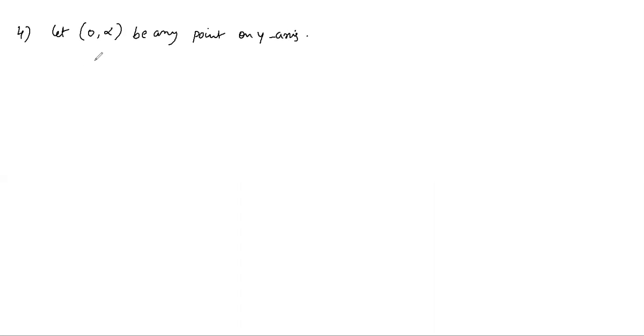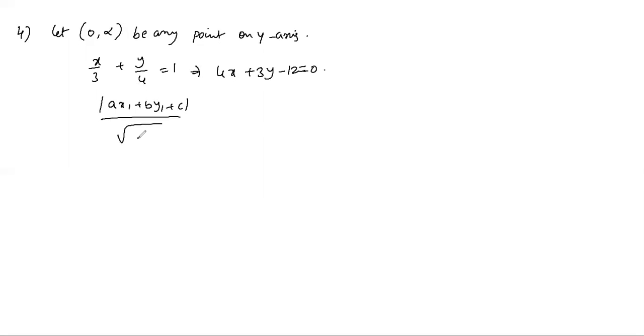So the given line is x by 3 plus y by 4 equals 1, so 4x plus 3y minus 12 equals 0. The distance is given, that is 4 units. So what is the distance? Mod of ax1 plus by1 plus c by root a square plus b square, that is 4.